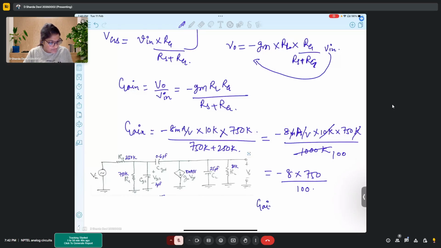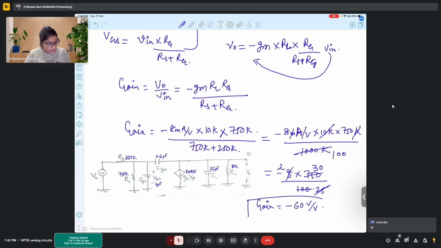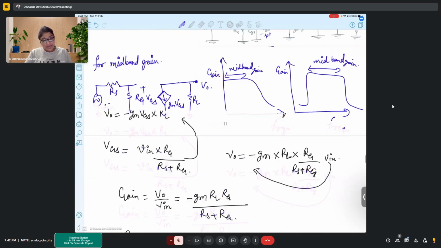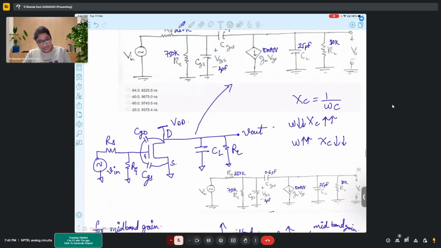So what is the gain value that you're getting? Did somebody calculate the gain? How much is the gain? It's minus 60, ma'am. Right? This is volt by volt. So this is what we have calculated as the gain of the system right now. So one part is done, that is minus 60.